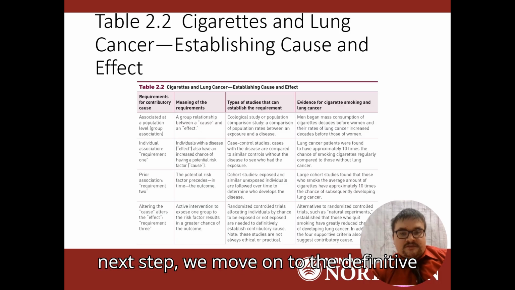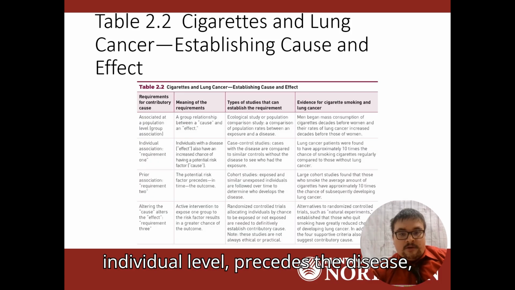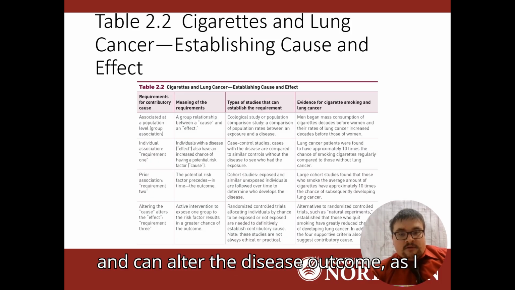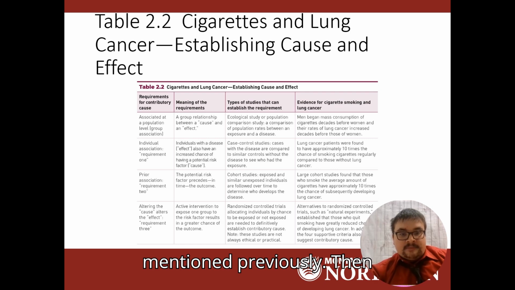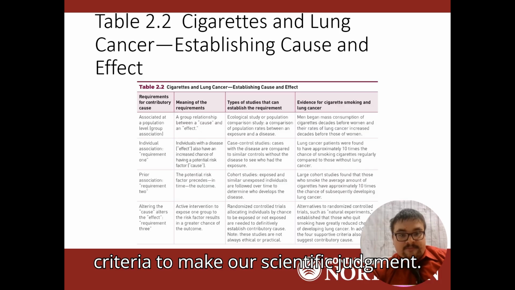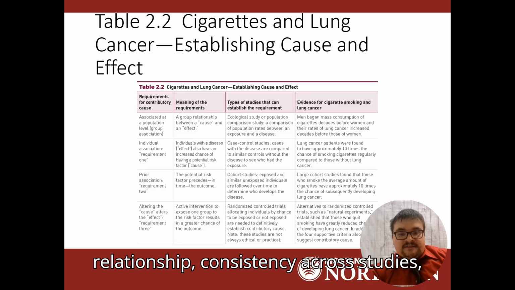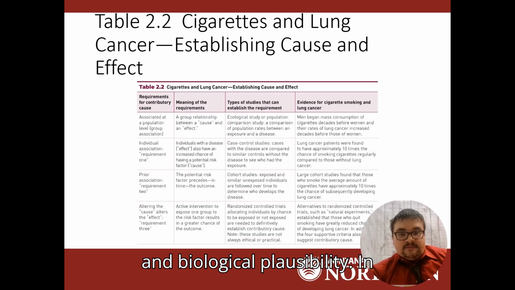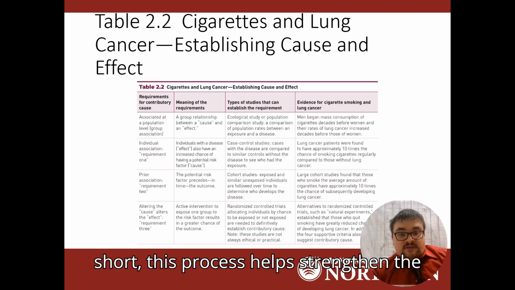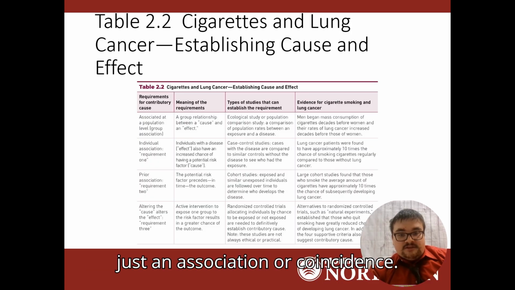For our next step, we move on to the definitive requirements to establish contributory cause, which I discussed earlier. These include proving that smoking is associated with lung cancer at the individual level, precedes the disease, and can alter the disease outcome, as I mentioned previously. Then step 3 is using the supportive criteria to make our scientific judgment. This involves looking at the strength of the relationship, dose-response relationship, consistency across studies, and biological plausibility. In short, this process helps strengthen the argument that cigarette smoking is a contributory cause of lung cancer and not just an association or coincidence.